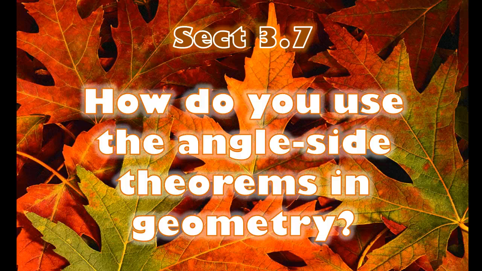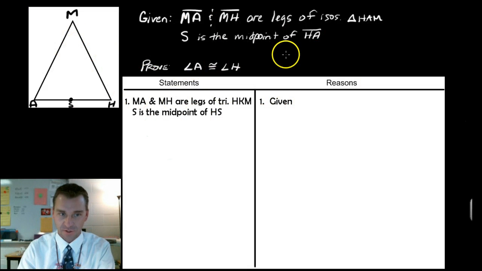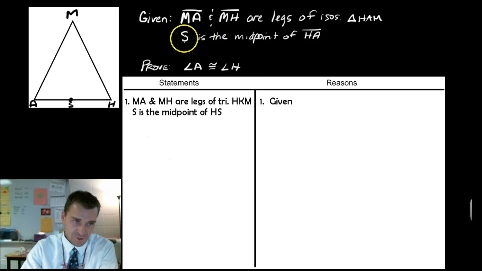I'm going to do a proof with you. You need to copy down the proof. We'll go through all the steps together, and then I'm going to show you how you can use these angle side theorems to do the proof a different way. Let's do it. Alright, here we go. So here's your proof. You probably have to pause the video and copy all this down, but I'm going to keep rolling. So here's the given.